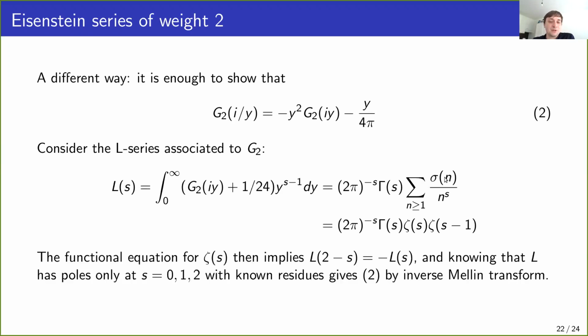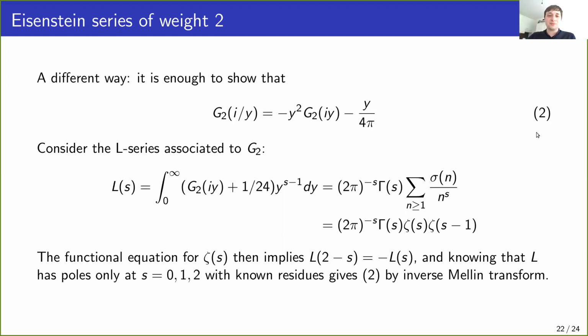And in particular, in this case, using the functional equation for the Riemann zeta, we can prove that L of 2 minus s is minus L of s, just by using the functional equation and the duplication formula for gamma. And then once we know this, and also that L has only simple poles at points 0, 1, and 2, with residues we can easily compute, this allows you to recover E2 by applying the inverse Mellin transform.